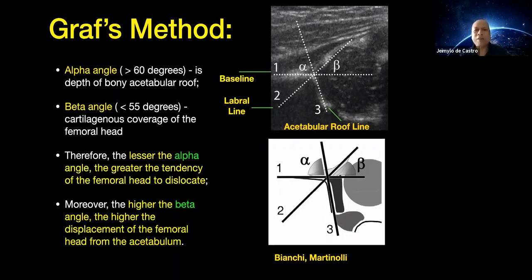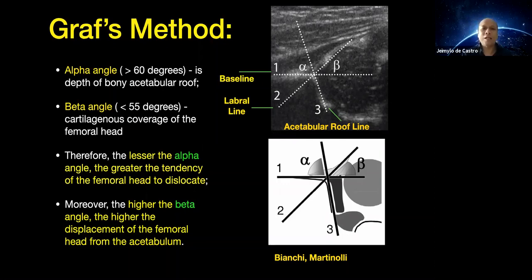Usually the alpha angle should always be more than 60 degrees to say that it is normal, okay? In other words, if you increase your alpha angle, you are holding the femoral head in; you are not displacing it. But if you decrease the alpha angle, you are pushing the femoral head out, so you are displacing it and developing dysplasia.